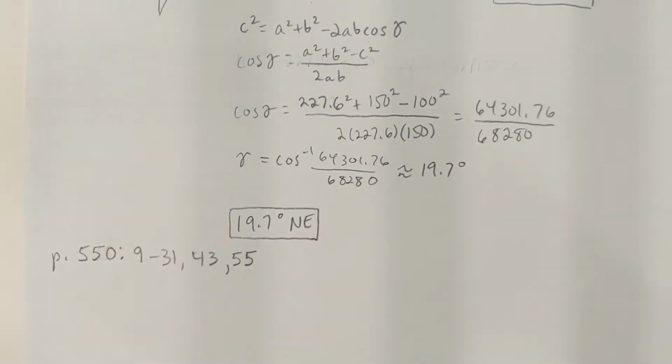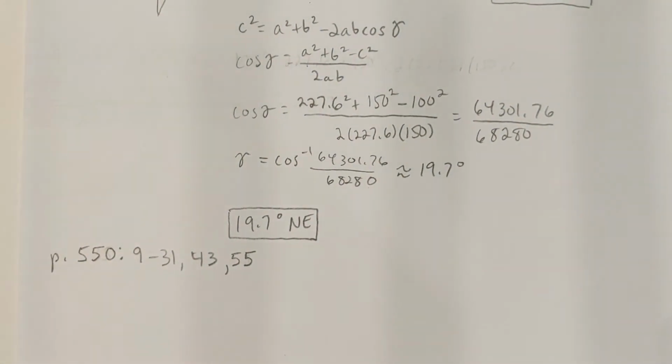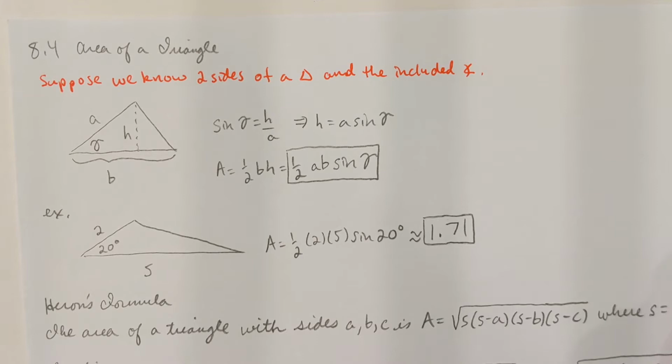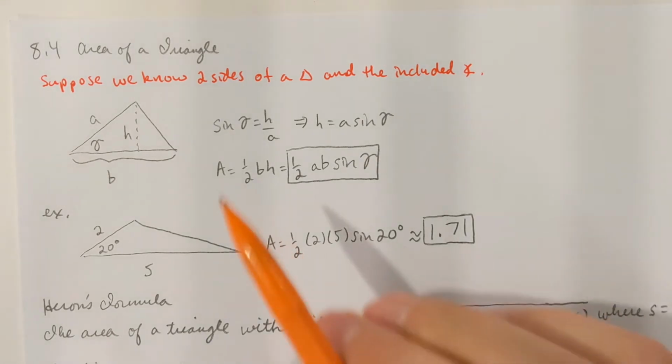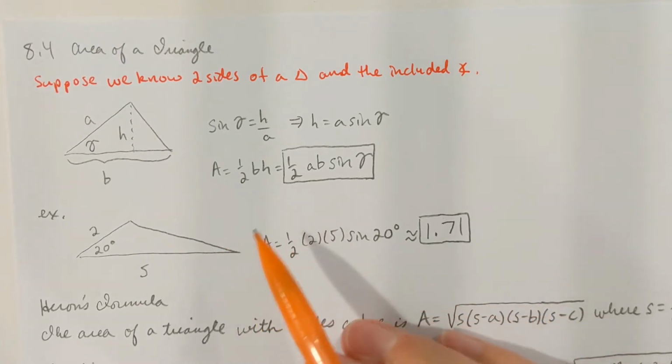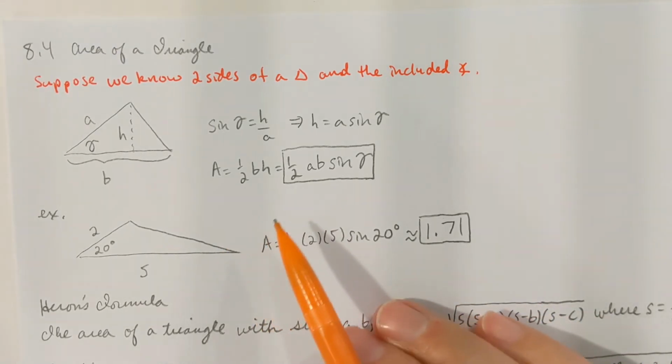The homework in that section was on page 550. We'll go ahead and cover section 8.4, which is not going to take very long at all. It's on the area of a triangle, and it's the last section in chapter 8, by the way. We all know the area of a triangle, right? It's one-half base times height. But in this section, we're going to look at some alternate forms of the area of a triangle.